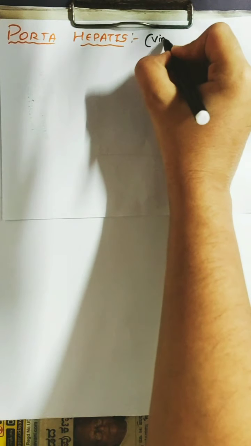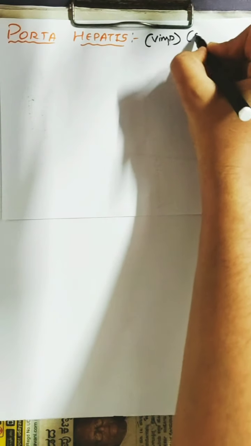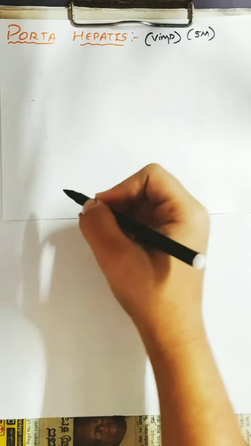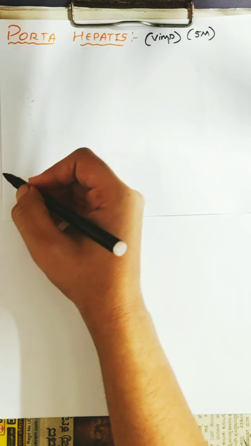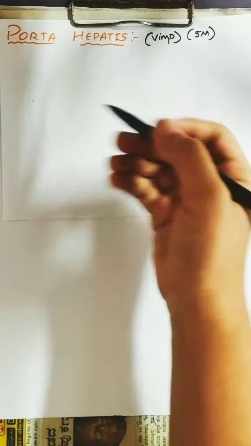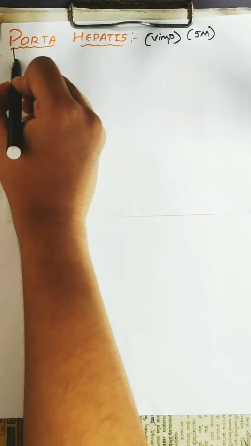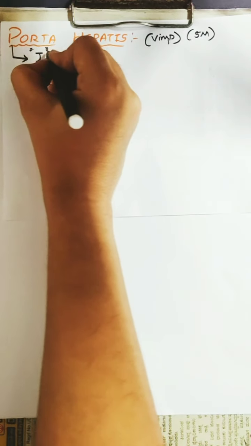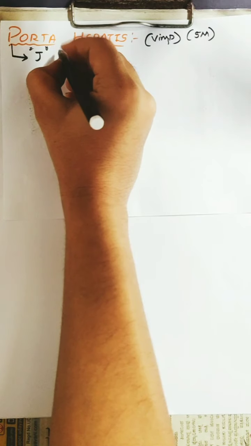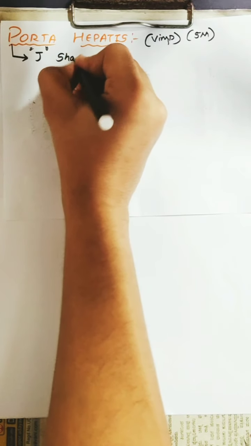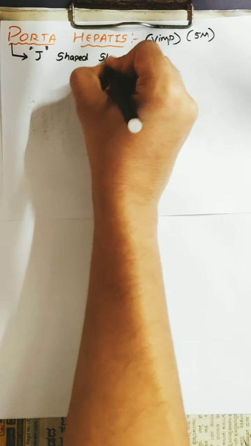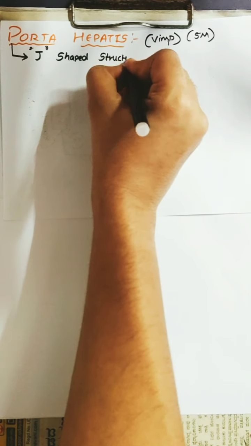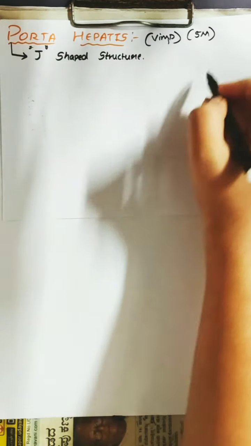Very important topic. So porta hepatis is usually asked for 5 marks. Its relations, boundaries, contents, everything. Where is it present? Everything. So first point, porta hepatis, I have said to you. It is a J-shaped structure. I have shown it a million times in the diagram. So porta hepatis is a J-shaped structure.